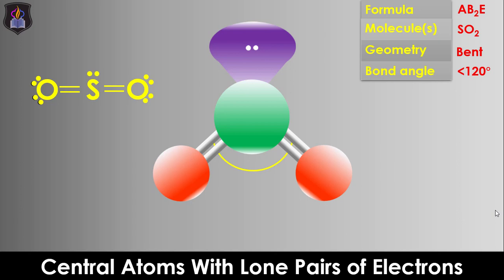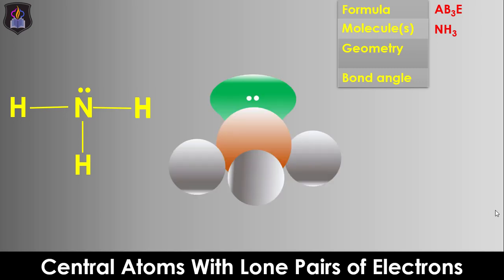Our next example are molecules that fit the formula AB3E with 3 surrounding atoms and a lone pair of electrons on their central atoms, of which ammonia is an example. In the ammonia molecule, 3 hydrogen atoms are singly bonded to a central nitrogen atom with a lone pair of electrons on the nitrogen atom. So, it contains 3 bonding pairs and a lone pair of electrons.